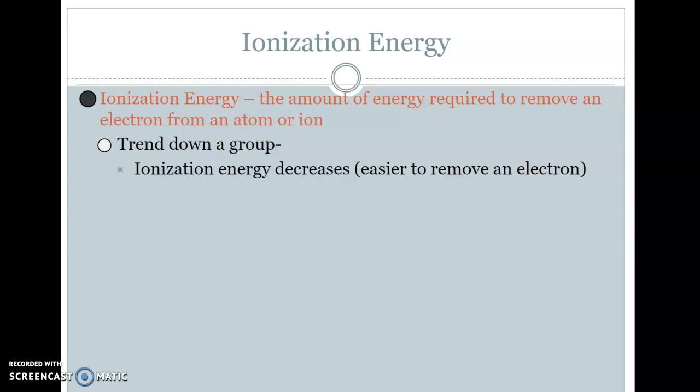So that means ionization energy is decreasing as we go down a group. That means it's getting easier and easier to remove an electron.